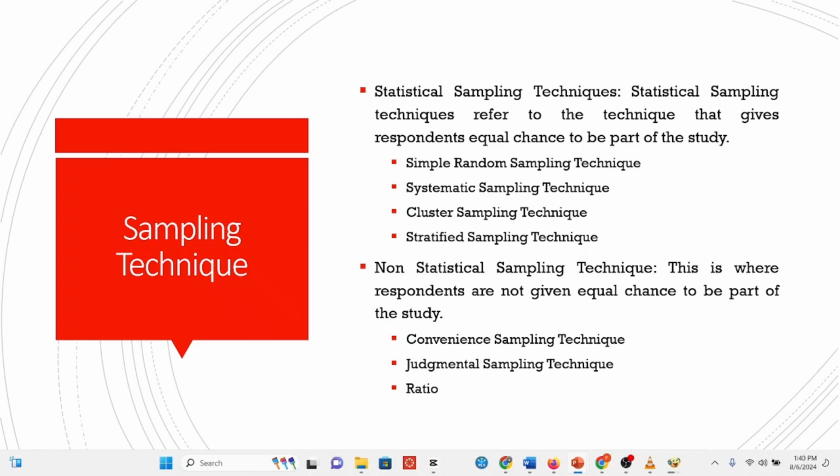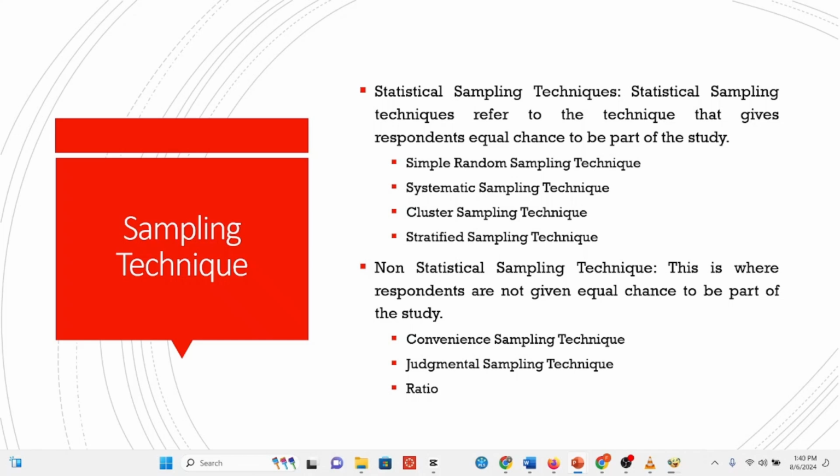Non-statistical sampling technique. This is where respondents are not given equal chance to be part of the study. Some of the examples of non-statistical techniques are convenience sampling technique, judgmental sampling technique, and ratio. Now let me take you through the aforementioned non-statistical techniques.